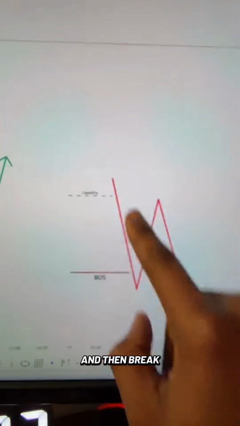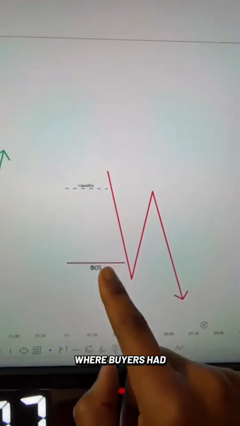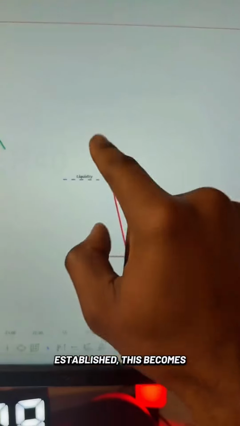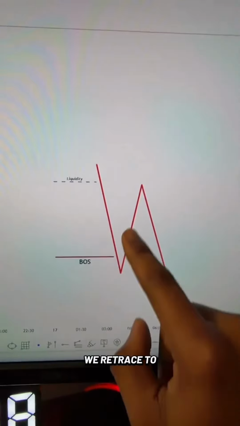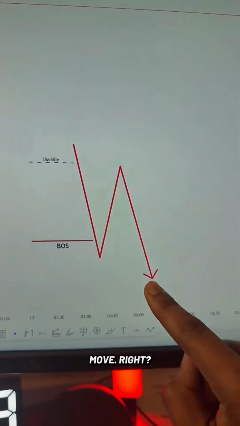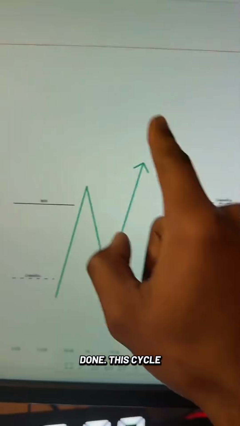Same thing that the sellers do. When the sellers enter, they take liquidity and then break past a point where buyers had control. Once that is established, this becomes the causational move, and then what? We retrace to do the correlational move, right? This cycle is done, this cycle is done.